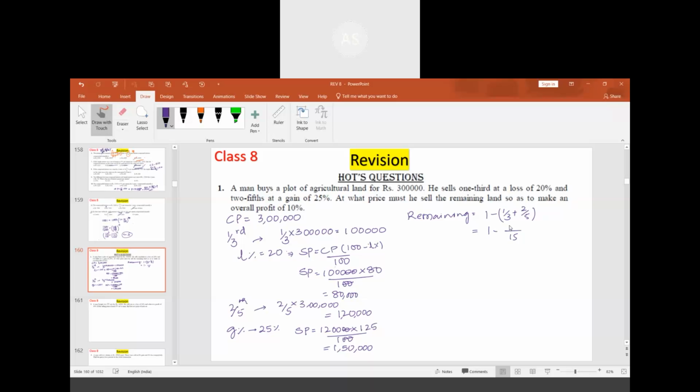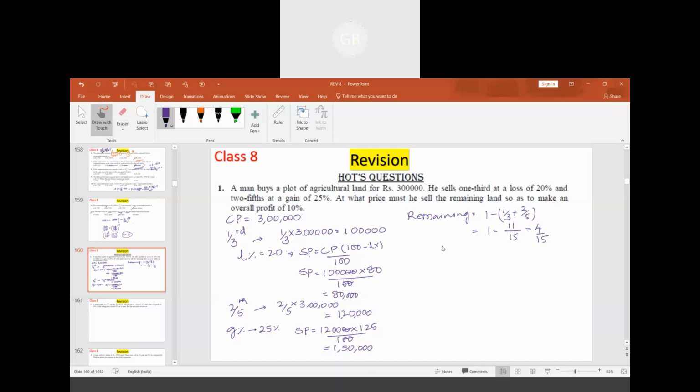Since 15 is there, we do 15 minus (5 plus 6). Adding 5 plus 6 is 11, so 11 by 15. 15 minus 11 gives 4 by 15. So the remaining is 4 by 15.